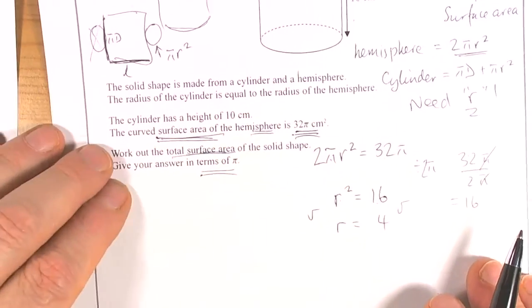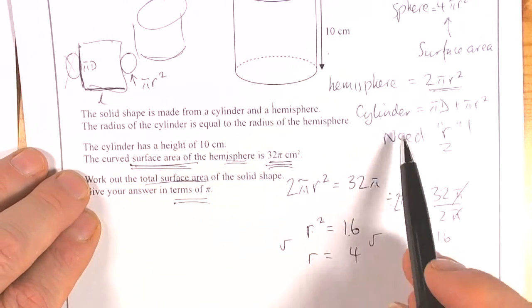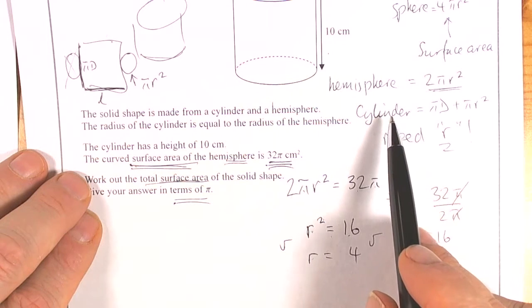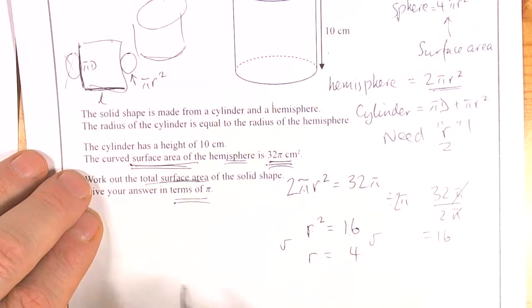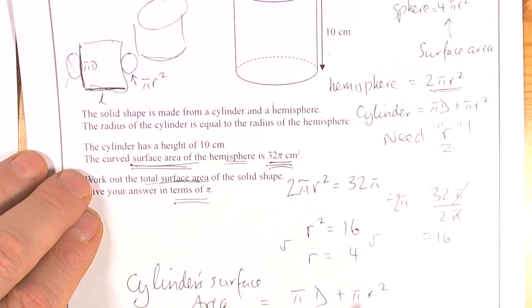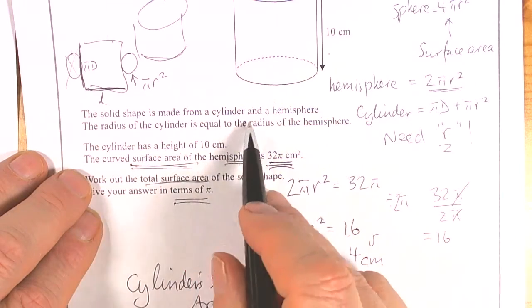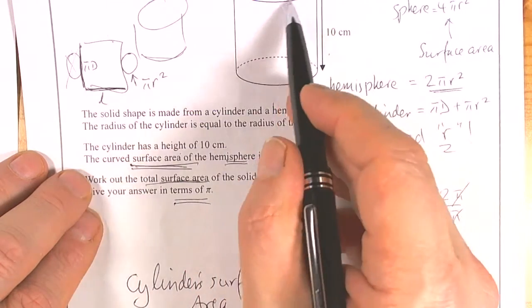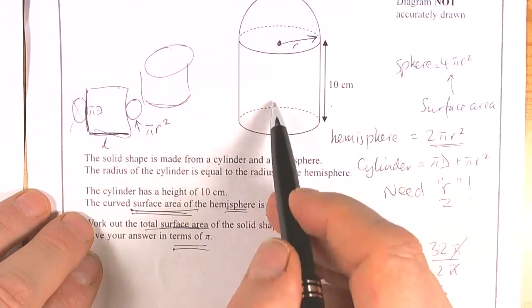So now we know that r is 4, then we go back to what we wrote down as the formula for the surface area of the cylinder. So the cylinder's surface area is going to equal pi d plus pi r squared. Well, we've decided the radius is 4 centimetres. Now they told us that the cylinder and the hemisphere both have the same radius, which is pretty logical from the drawing. They've both got the same radius.